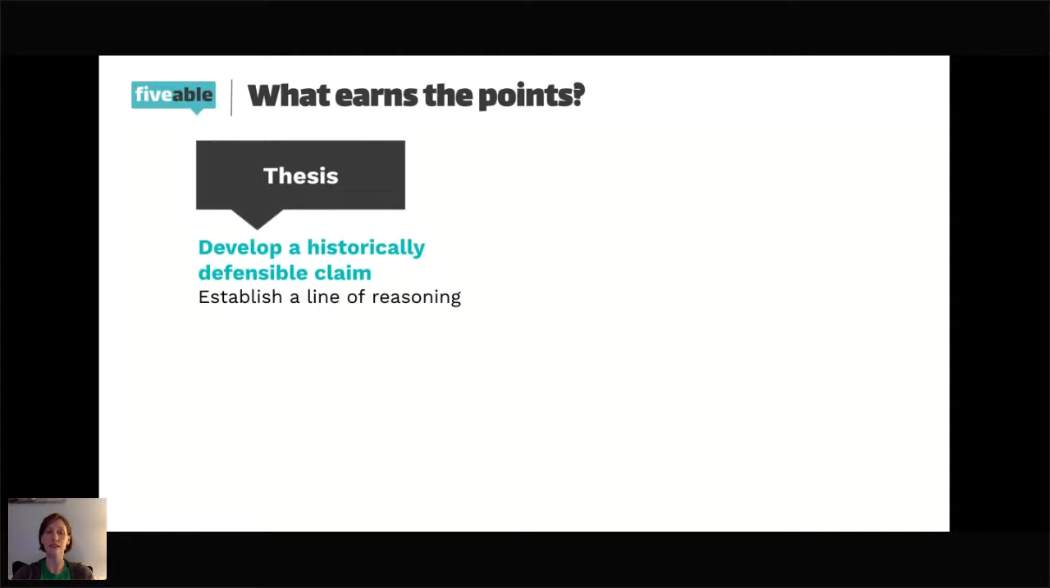So a historically defensible claim is an argument. Claim is another word for argument or assertion. So you're going to take a stand, make a claim. It should be plausible, should be historically defensible. There's some evidence out there that's probably going to back it up, and establish a line of reasoning. So the way I like to think of this is you're going to state your claim and you're going to give a broad because statement within your thesis.